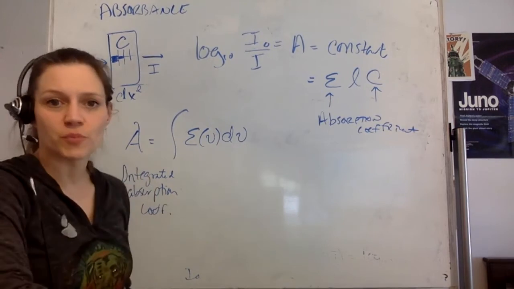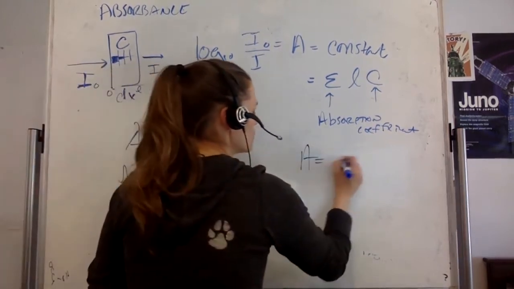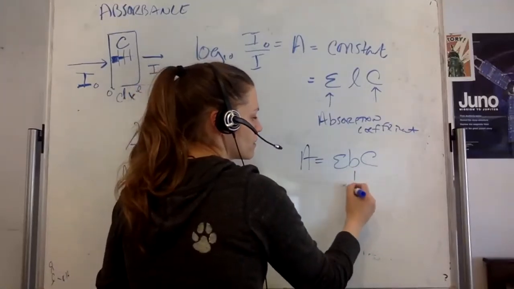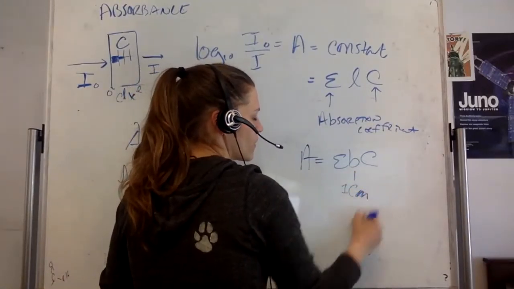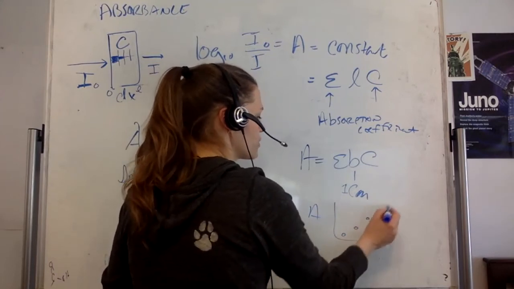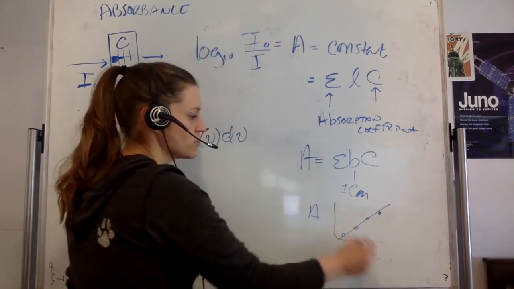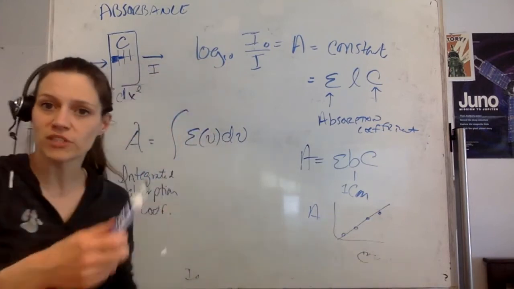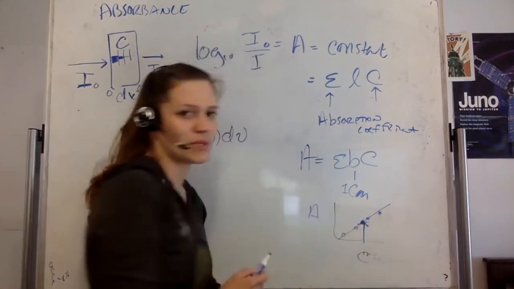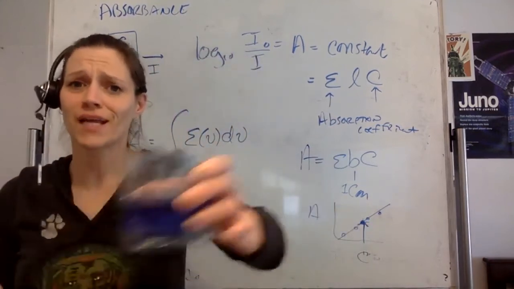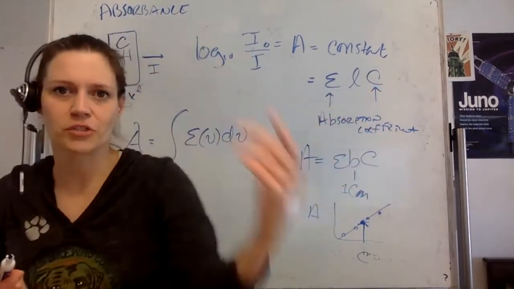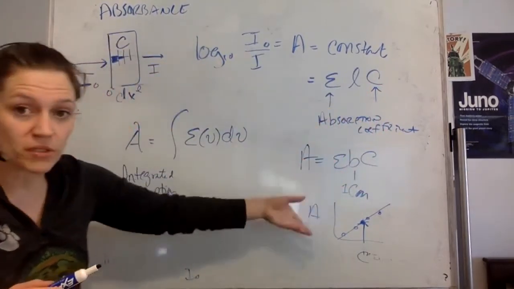Most of the time when you've used Beer's Law, the path length L is normally 1 centimeter, and then you'd have your absorbance versus your concentration, and you get a calibration curve. From this, you can take the absorbance of any unknown concentration and fit it to the line, and you're like, aha, that's my concentration. So if I'd made a calibration curve, I could figure out what the concentration of the ink that I just arbitrarily poured in was. Okay, Beer's Law.